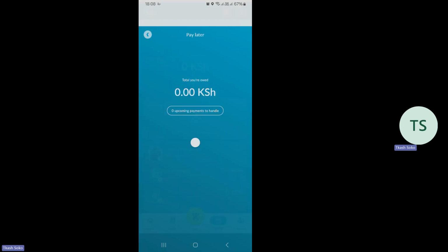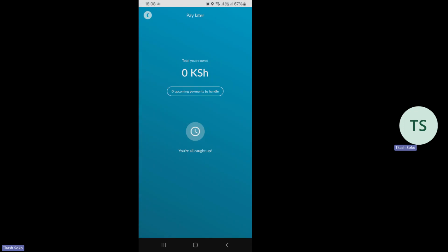Once I touch on this pay later, unaona inaniambia that I'm owed 0 shillings. It means hakuna item nimepeana on credit. Why is it so? The app right now is not allowing you to sell on pay later because it has not learned the spending habits or the selling habits of the people who have the app so far. It needs up to 6 months to do so.